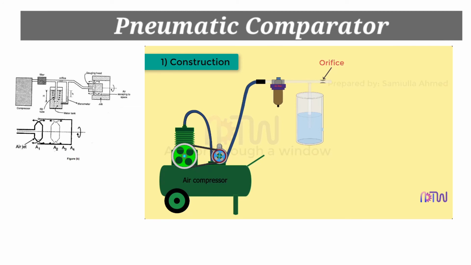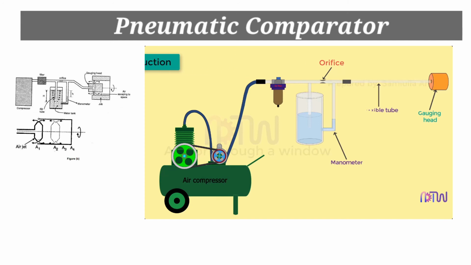Orifice. This orifice leads air to the second chamber. Manometer. The second chamber is an outlet to a glass manometer tube. Gauging head. The second chamber is also connected by a flexible tube to a gauging head. This gauging head has two restricting jets that are used to check unevenness or irregularities in the workpiece.